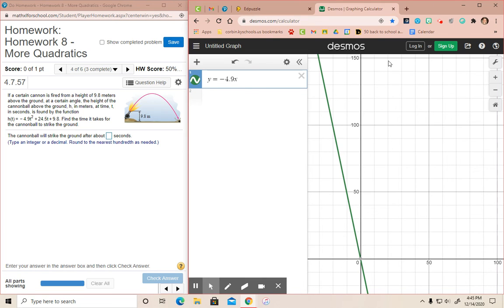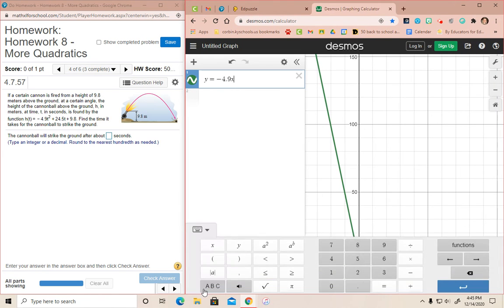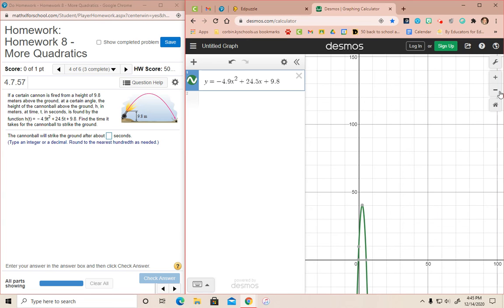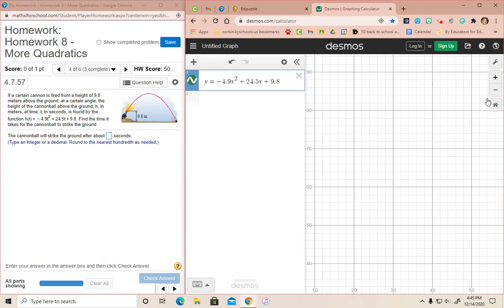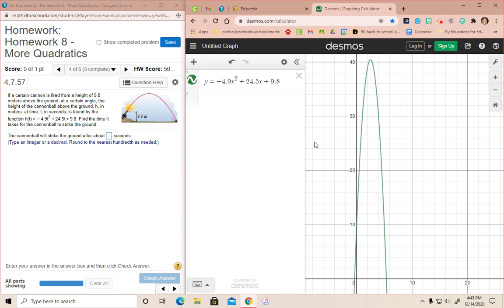Oh, and let's see, can I get my keyboard back? Oh, there we go. For x squared plus 24.5 x plus, oh, x plus 9.8. And there is our parabola. And I'm going to zoom in and drag it down here so I can just see it a little bit better. And so it wants to know when the cannonball will strike the ground.